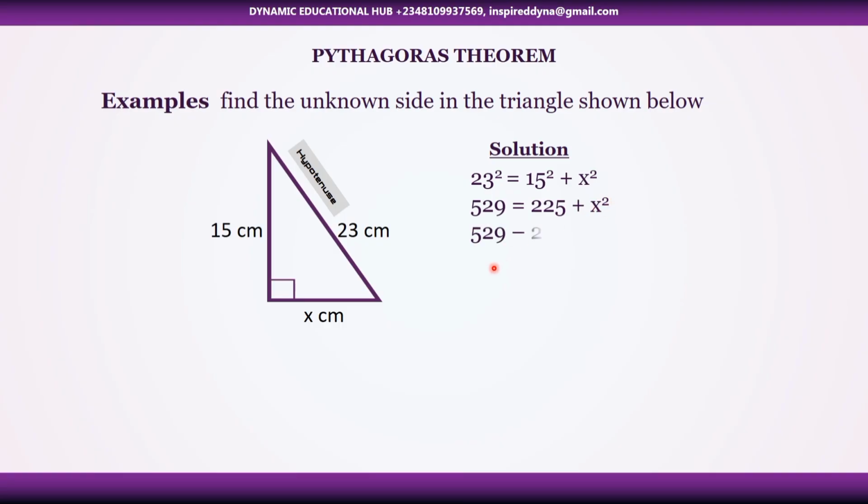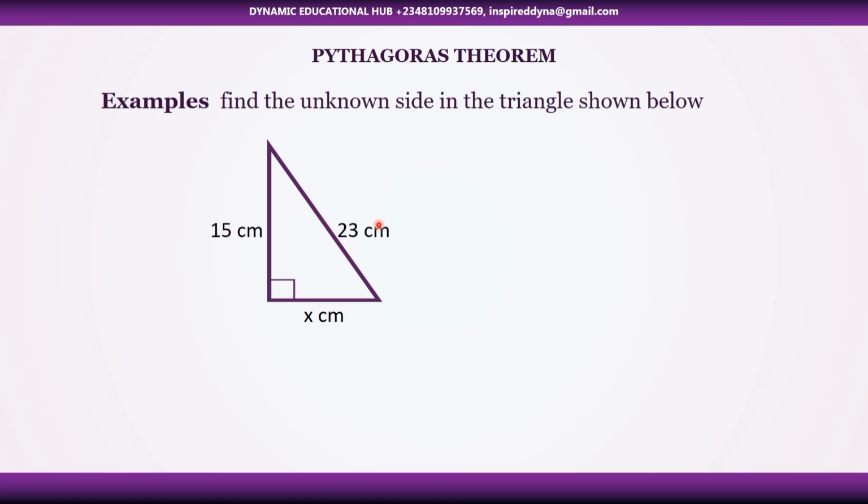So 529 minus, you bring this 225 to the other side. That's 529 minus 225 equals x square. 529 minus 225 gives us 304. So 304 equals x square. Rewriting this, x square equals 304. x will be the square root of 304, and that's 17.44 centimeters.